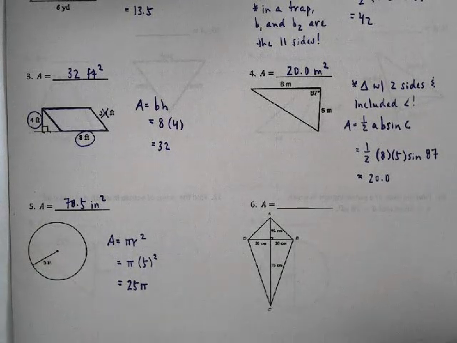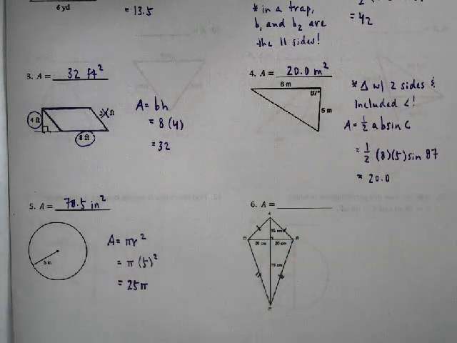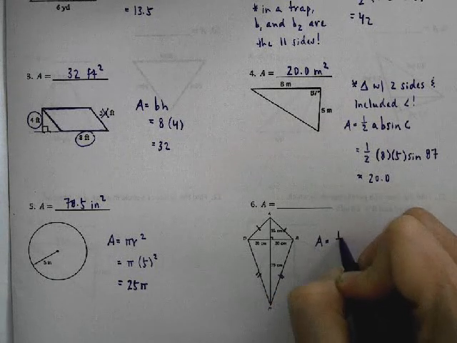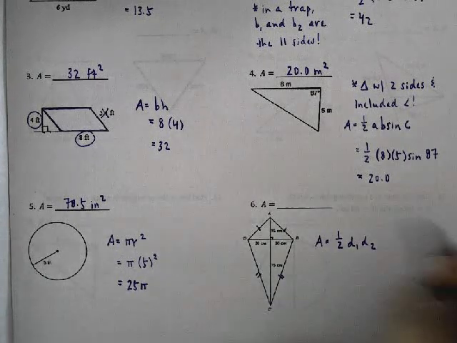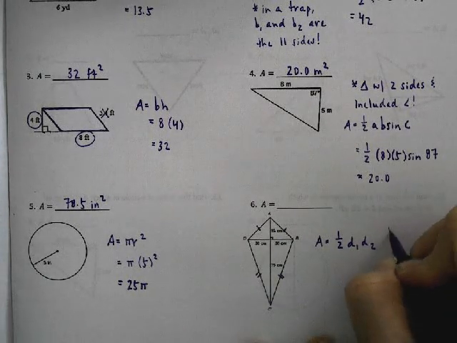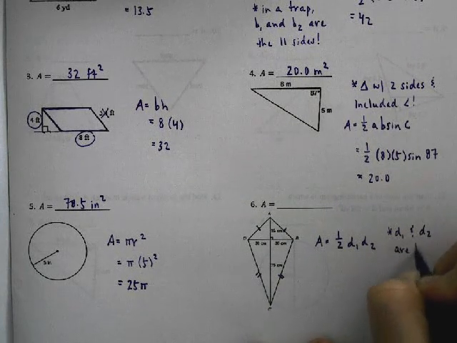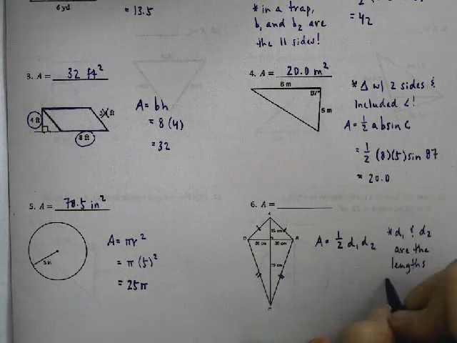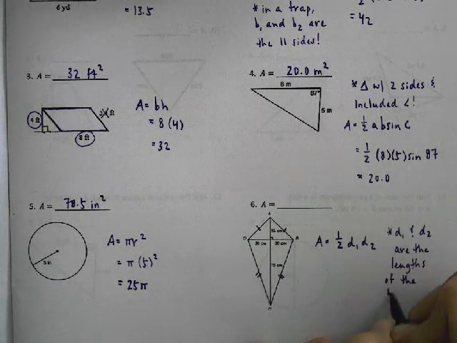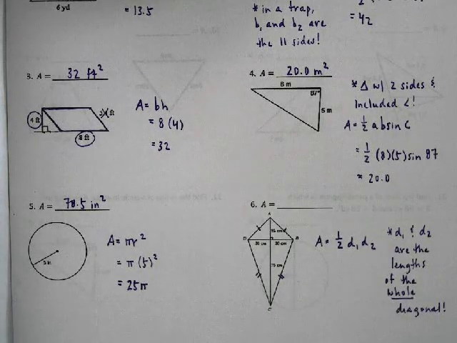Okay, next one is a kite. I can tell because I have two pairs of consecutive sides that are congruent. So we said the area is 1/2 d1 times d2. And now we have to remember, I'm going to make a note, d1 and d2 are the lengths of the whole diagonal. So remember I have to add up the whole part.